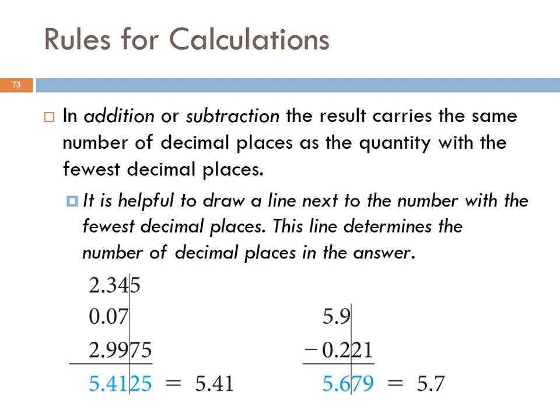Addition or subtraction. Okay, the rule when you say it in words is a little harder to understand. The result carries the same number of decimal places as the quantity with the fewest decimal places. There's different ways to say that as well. Once you understand it conceptually, it makes a lot of sense. And to do that, it's helpful to pretend that you're going to do this by hand and stack the numbers up like they taught you in elementary school.